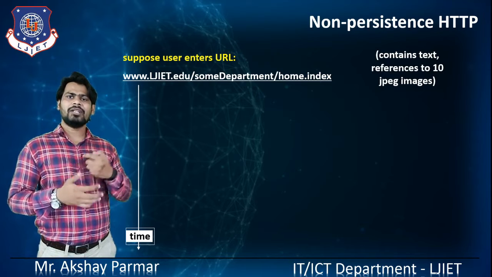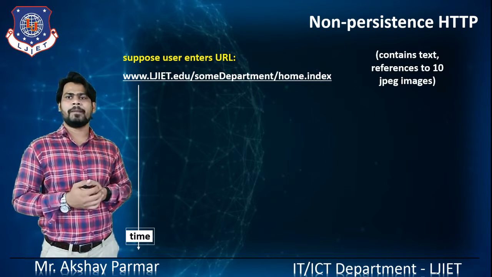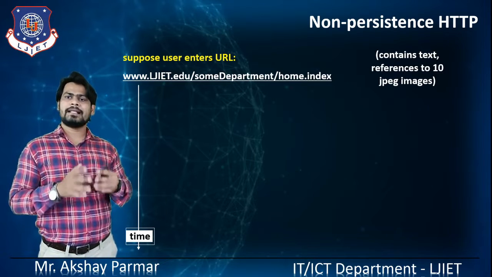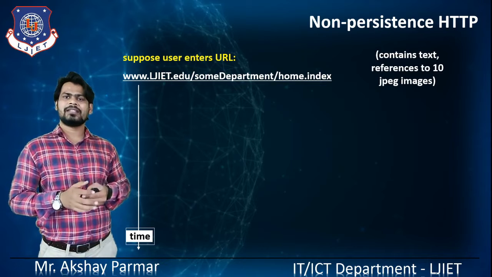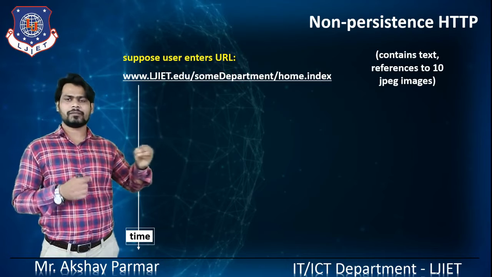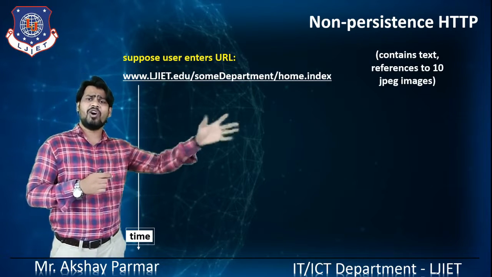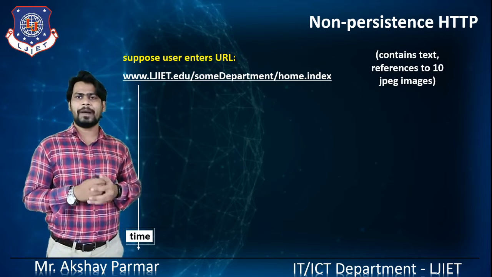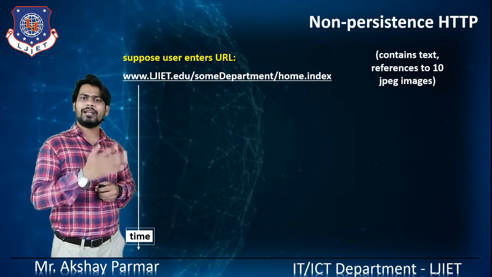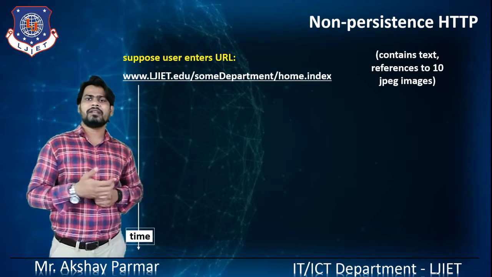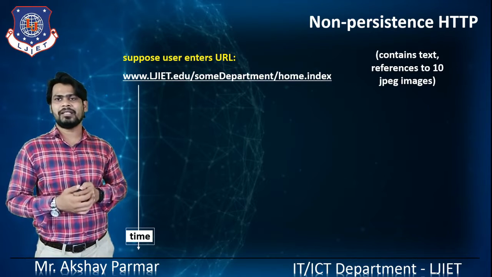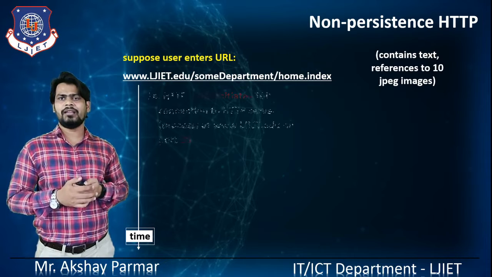So let's see how non-persistent HTTP works. Suppose the user enters a URL, www.ljiet.edu slash some path, some kind of object. Here the user is seeking the home.index file, whose path is some department slash home.index. That object contains text references to 10 JPG images, right? So how does it work in HTTP?